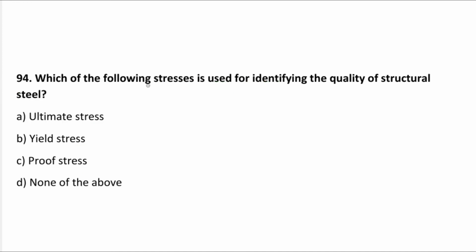So next question, which of the following stresses is used for identifying the quality of structural steel? Option A ultimate stress, option B yield stress, option C proof stress, option D none of the above. So the correct answer is option B yield stress.